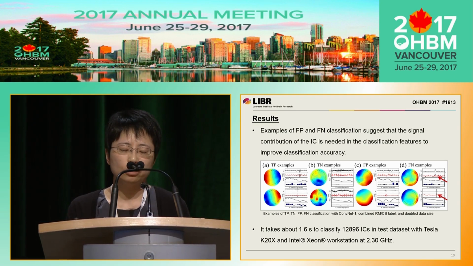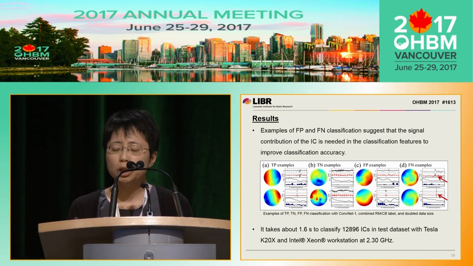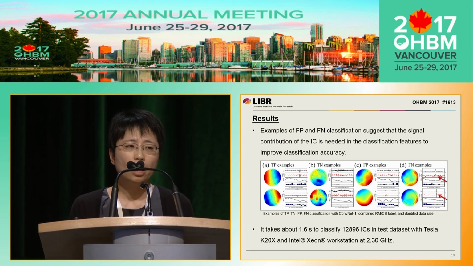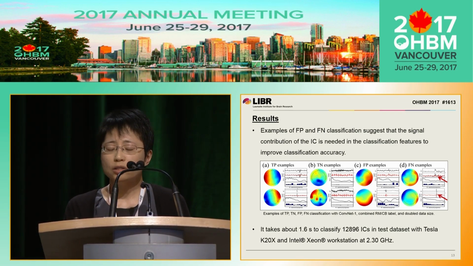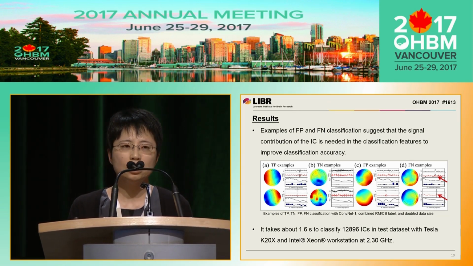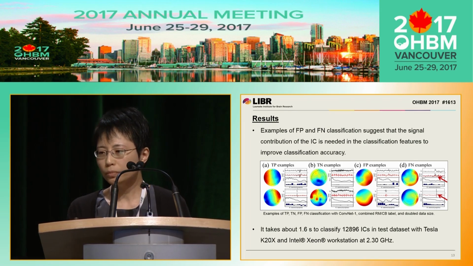From the examples of the false positive and false negative classification, whether the IC is motion related or not is critically dependent on the EEG signal contribution of the IC. That is the spike reduction in the EEG time course when the IC is removed from the EEG signal. This suggests that we need to also include the EEG signal contribution of the IC in the classification features.